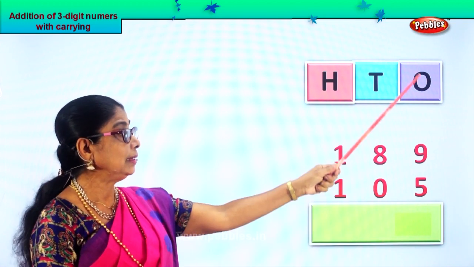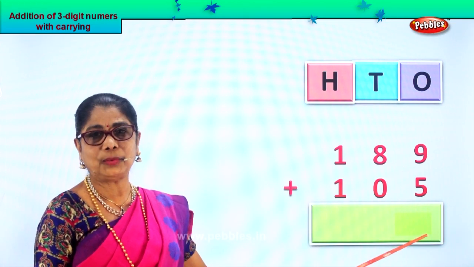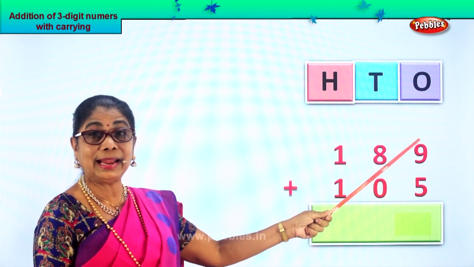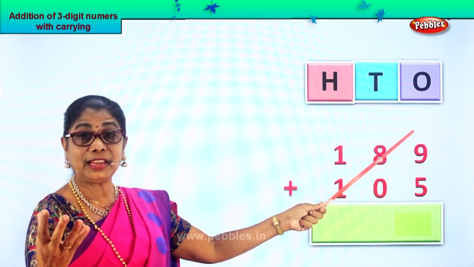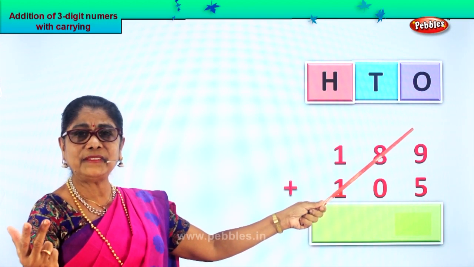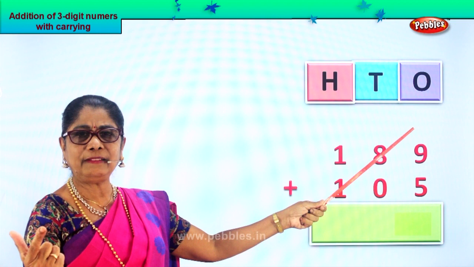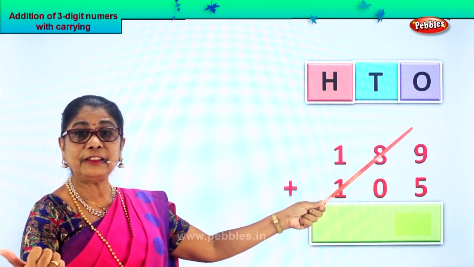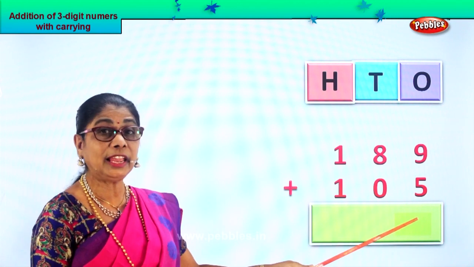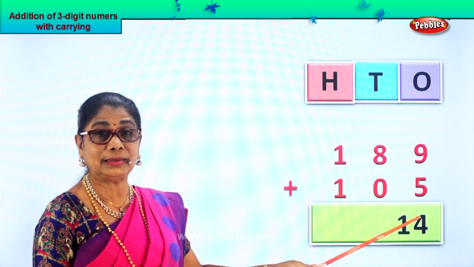Let's add up all the ones. 9 ones plus 5 ones. 9 in the mind, 5, take it on your fingers. After 9: 10, 11, 12, 13, 14. 9 ones plus 5 ones make 14 ones.